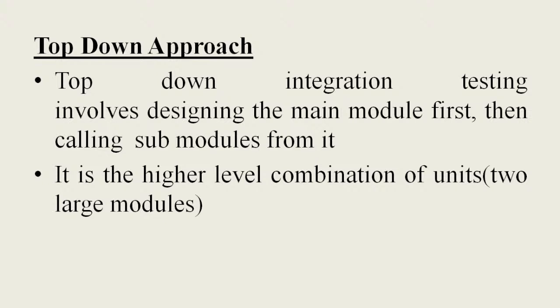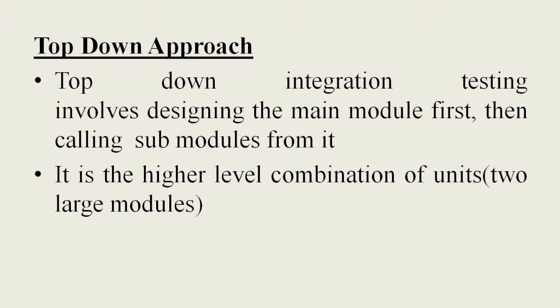For example, consider email. In email, the main module will be the compose module. After composing the message, we click the send button. After that, the sub-module will be the sent items, to verify whether the message is delivered to the required person or not. So in the top-down approach, the compose module is tested first, and only after that can they test the sent items module.